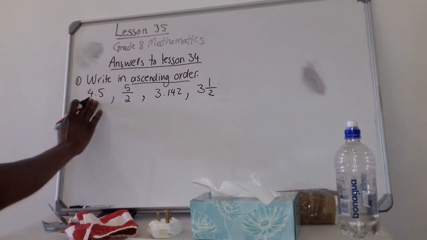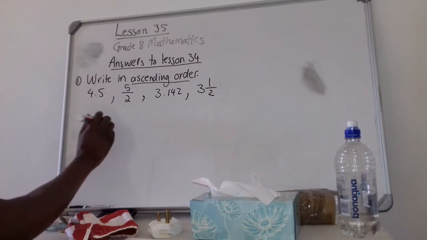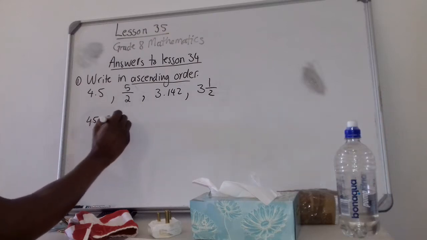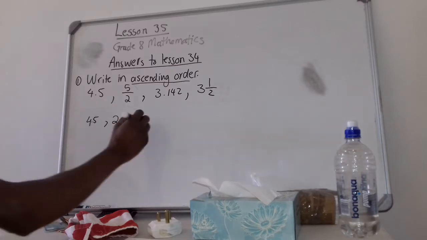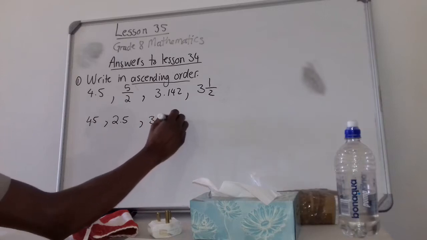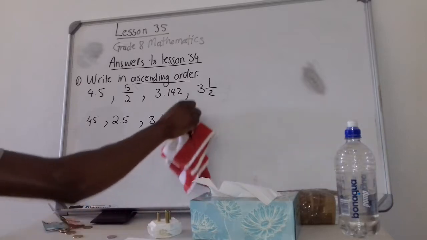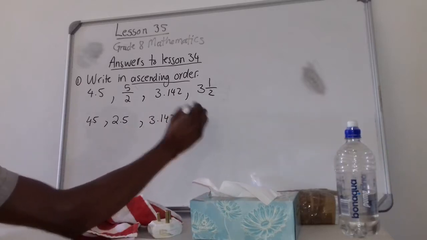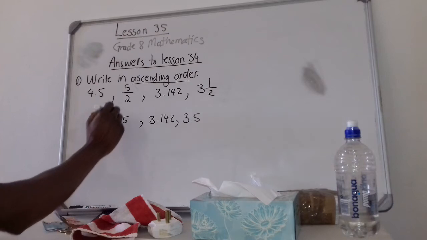The first one is fine, it's already in decimal, so it's 4.5. For this one, 2 goes into 5 two times, and the remaining one is 1, so it's 2.5. Then this one is already in decimal form, 3.142, and the last one is 3.5 as well. Now we can see which number is the smallest. The smallest number is this one.